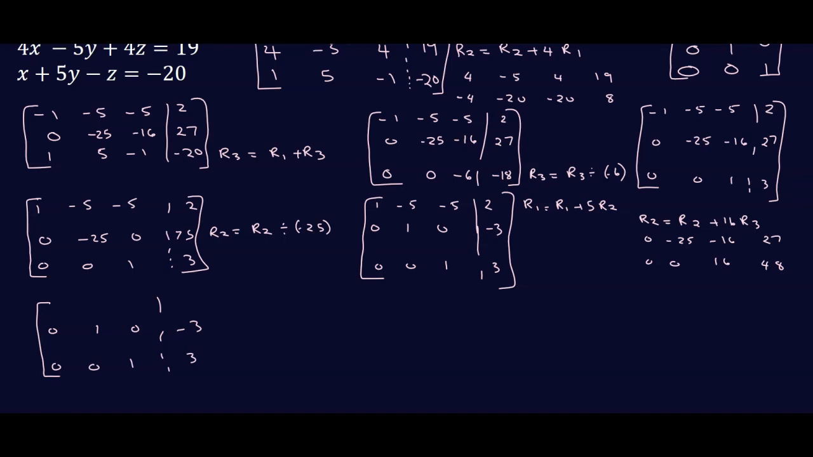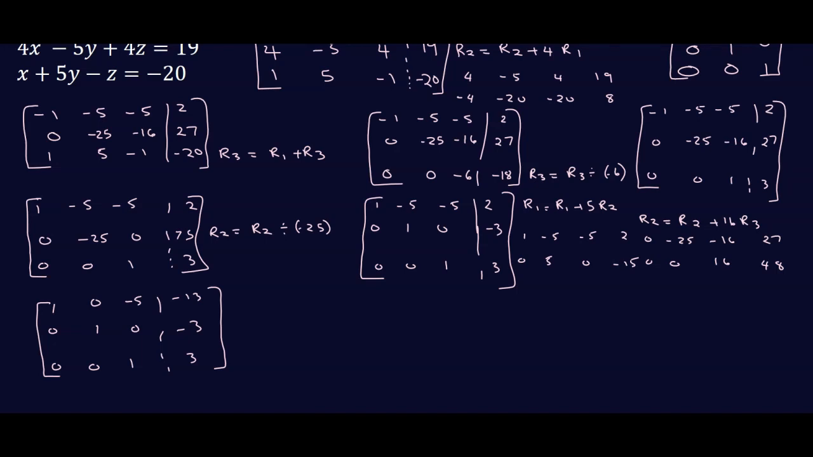And so now we want row 1 equal to row 1 plus 5 row 2. So let's draw out row 1. We have 1, -5, -5, 2. 5 row 2, we have 0, 5, 0, negative 15. So now let's simplify this. We have 1 here, 0 here, negative 5, and then negative 13.